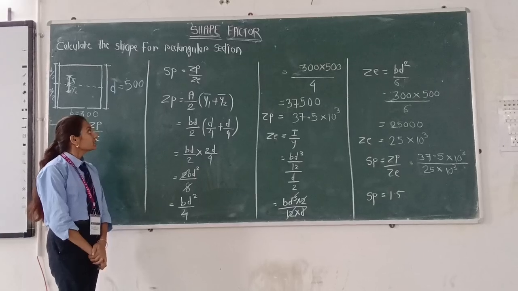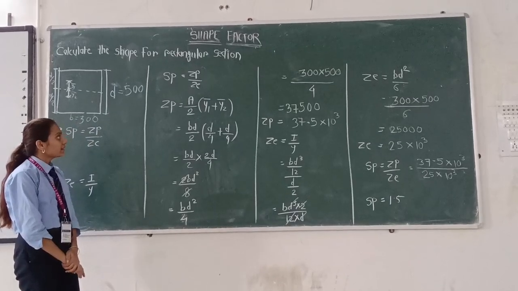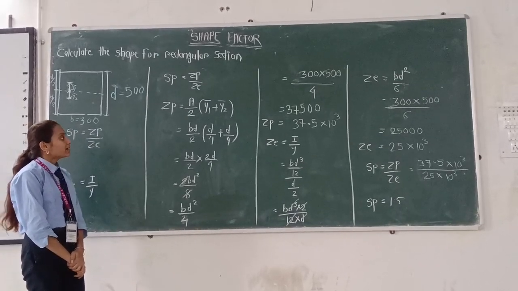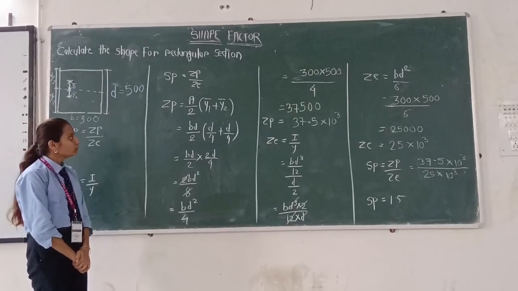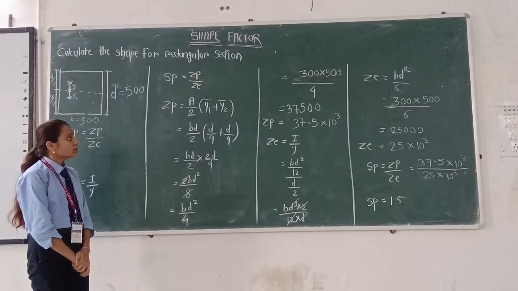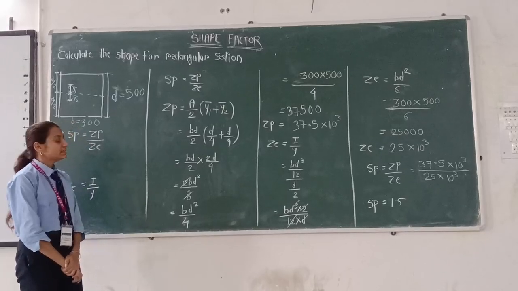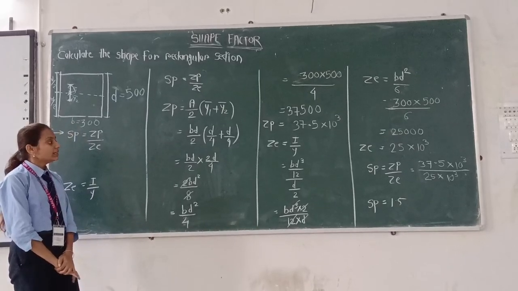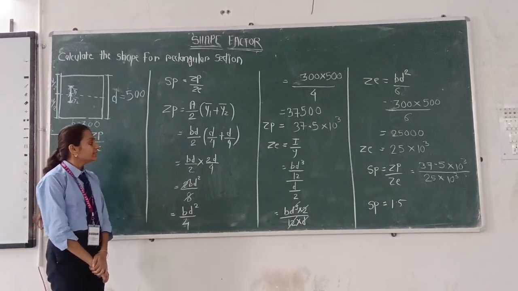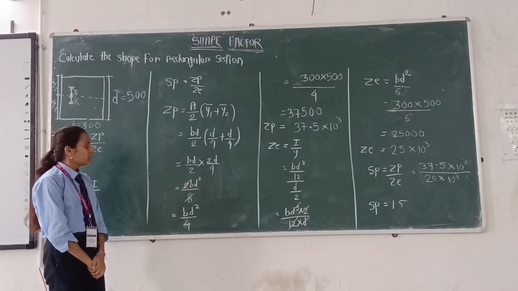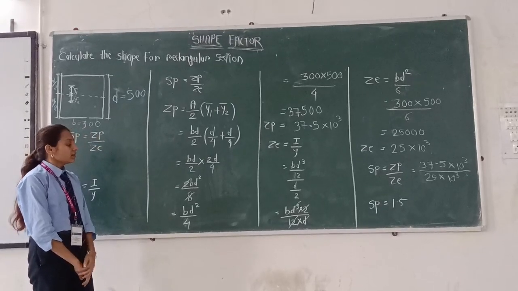ZD is equal to A by Y. A by 2 is equal to A by 2 bracket Y by 1 plus Y by 2, which is equal to BD upon 2 bracket D upon 4 plus D upon 4 bracket complete, which is equal to BD divided by 2 into 2D divided by 4, which is equal to 2D plus BD square upon 8. 2 with 8 will cancel, so it is equal to BD square upon 4.